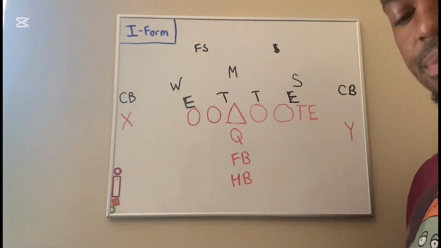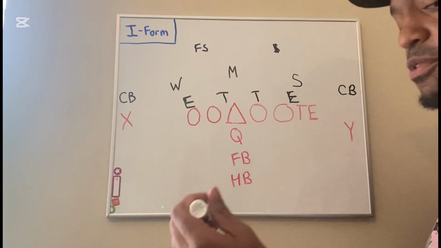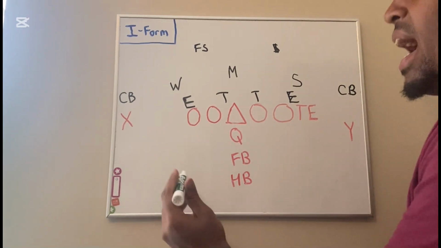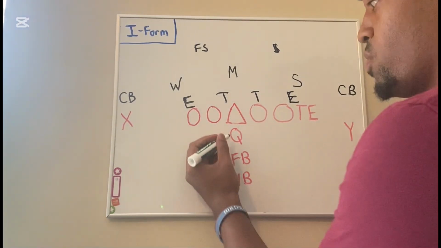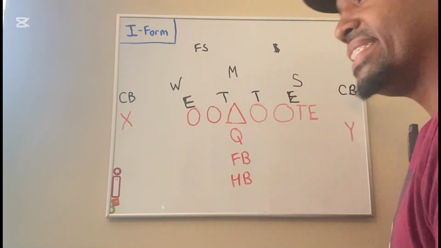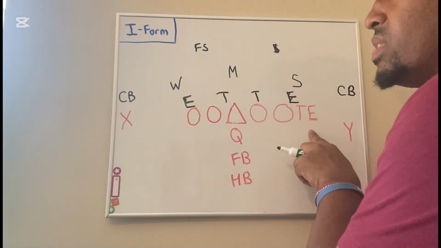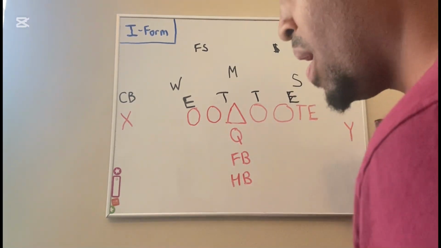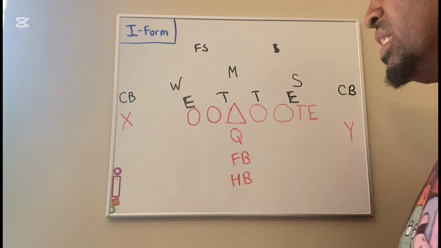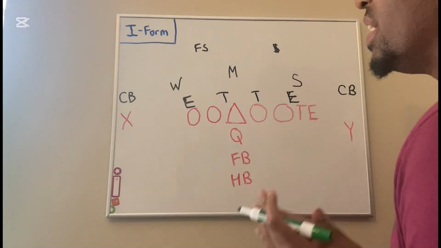Why is it called the I formation? Well, simply put, the formation here creates an I, technically. You have quarterback, fullback, halfback. Those are always the necessities in an I formation. You have your guards, your tackles, and your tight end, 2 wide receivers. Point of I formation is to give the halfback more of a lead blocker.